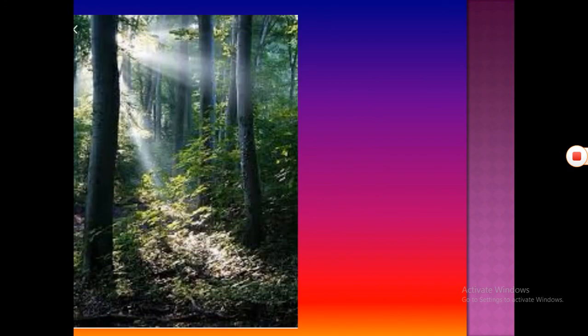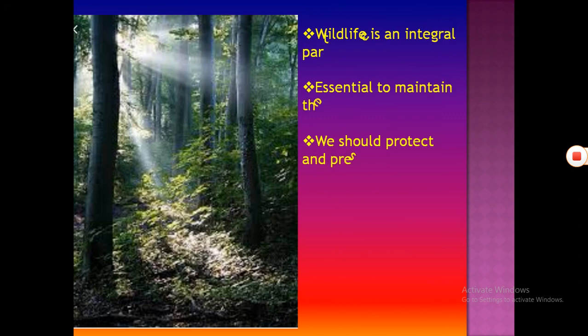Wildlife is an integral part of nature. They are essential to maintain the balance in nature. Hence, it is very important that we should protect and preserve our wildlife. To promote the protection and preservation of wildlife, our government has declared a large number of areas as wildlife sanctuaries and national parks.